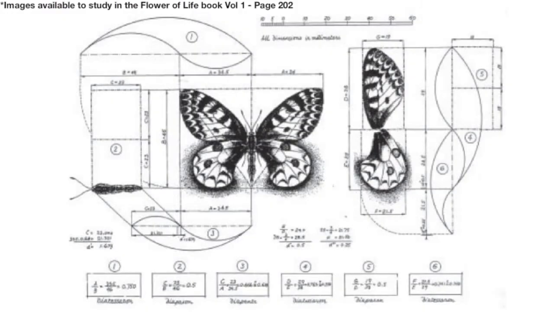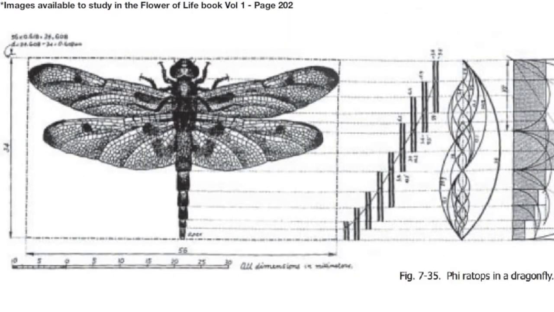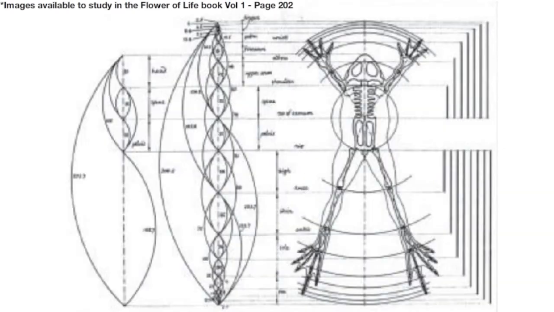Here is the Phi ratio in butterflies. You can see this ratio everywhere, from the wing size to the body to the antennas. They're all Phi ratios. Here's dragonflies. It's the same story. Phi runs along the entire body and the relation to the body and the wings. Here it is in frogs. Phi is found throughout the body in relation to the head, to the arms, to the fingers, and so on.